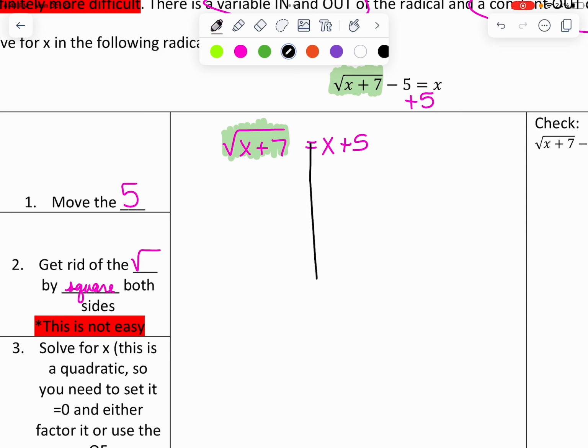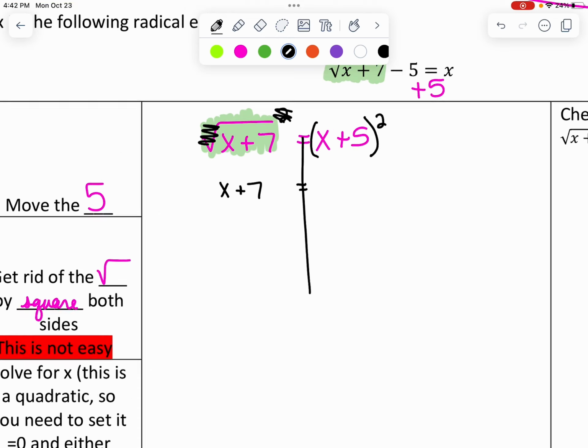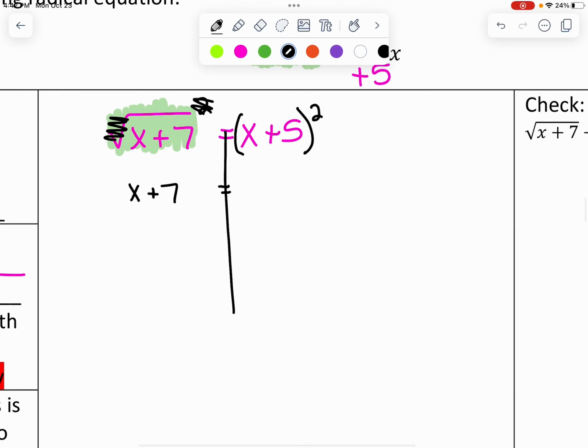Okay, I'm going to square both sides. So when I square this side, what happens? It turns into x plus 7. What happens when I square this side? What do you get? x squared plus 10x plus 25.